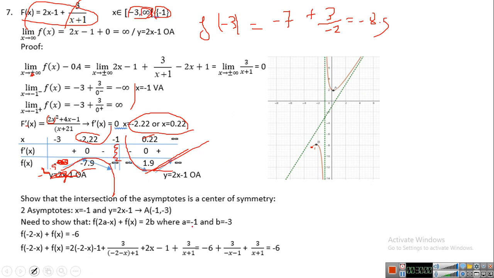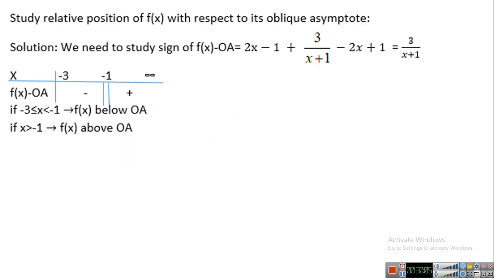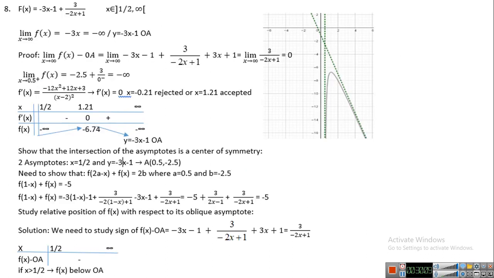Show that the intersection is the center of symmetry. You can check it by yourself, the same. Relative position also the same. Another problem is this form. Here it's open, it means the denominator is 0. You must do a limit, as you can see.